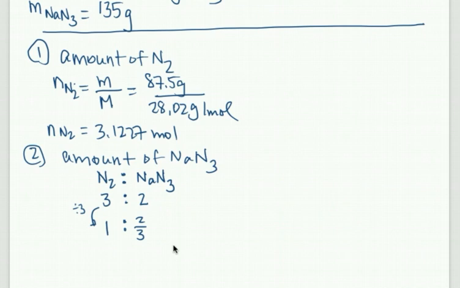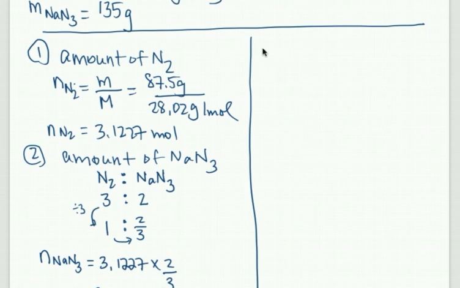So in order to calculate the amount of sodium azide, we're going to multiply by 2 over 3, because remember we're going this way. The amount from before, which was this number here, we're going to multiply that by 2 and then divide by 3. And then we end up with 2.0818, etc. moles of sodium azide.